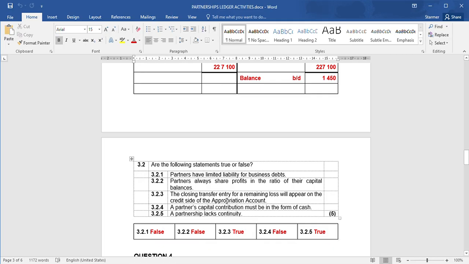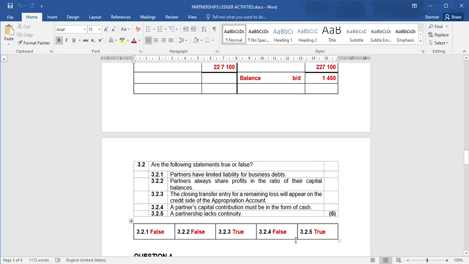The closing transfer entry for remaining loss will appear on the credit side of the appropriation account. That is true, because to close off appropriation, if you're crediting it, it means your expense side was higher than your income side. And then, a partner's capital contribution must be in the form of cash.